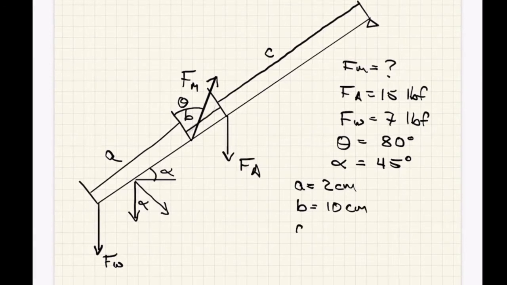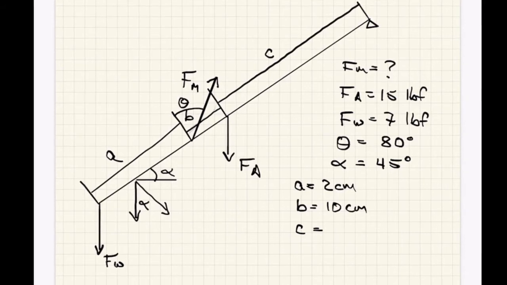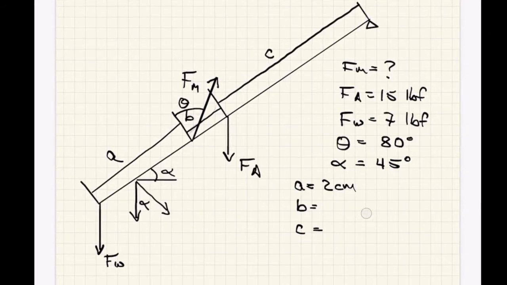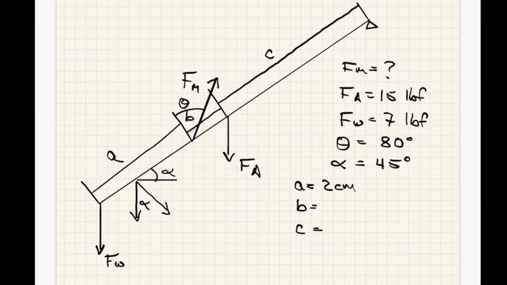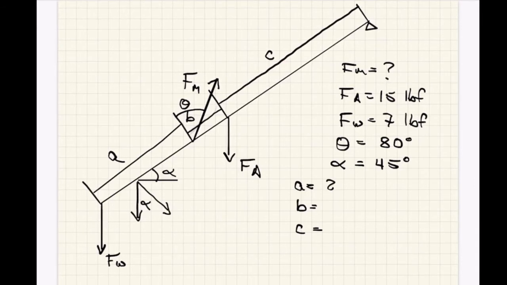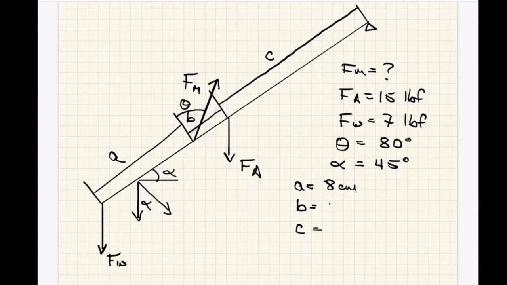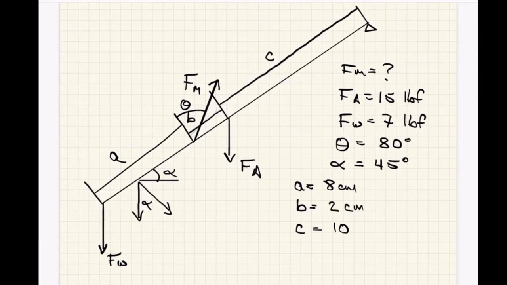And we know that C is equal, B does not equal 10. This is why we should always check this over as we write it. So if we look back in the text, we see that I've got this completely wrong. So A is equal to 8 centimeters. B is equal to 2 centimeters. And C is equal to 10 centimeters.